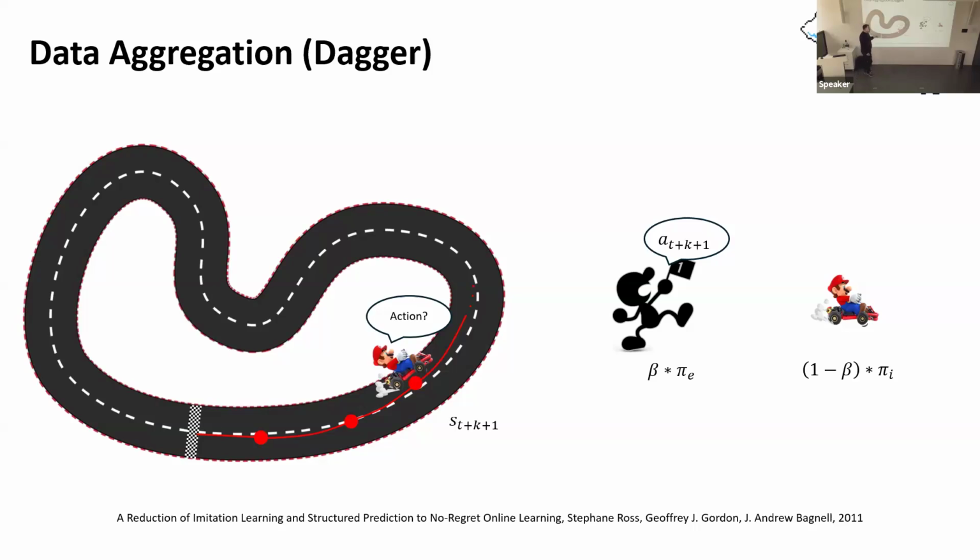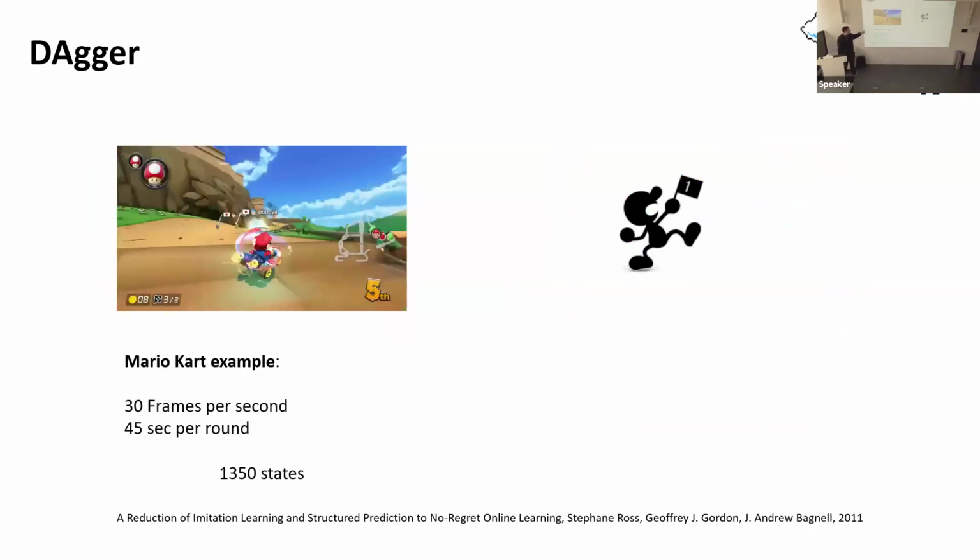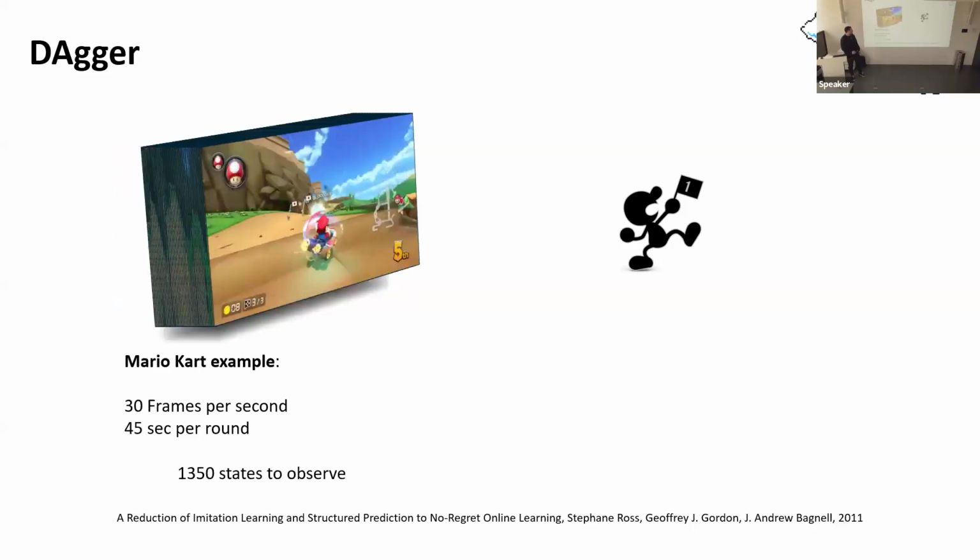So in the beginning, we will ask the expert a lot. This is a problem because in one level of learning, at 30 frames per second, where one round takes 45 seconds, the expert, only for the first round, has to label 1,350 states. And this is a lot. The expert would get exhausted at some point if we assume that this is just a normal human being.